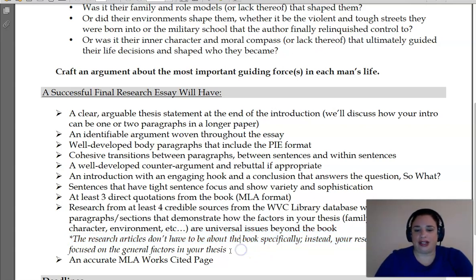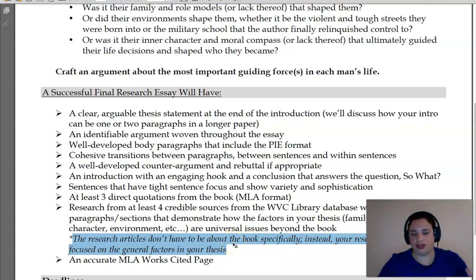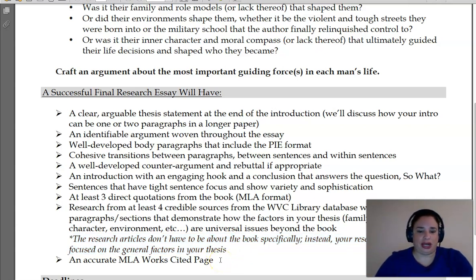So as you learn how to do research, the research articles don't have to be about the book, because that's going to be too hard to do. So specifically, they don't have to be about the book. Your research should actually be more general, more universal. Okay, so that's going to make it a lot easier for you to do. And then, of course, you need an MLA works cited.